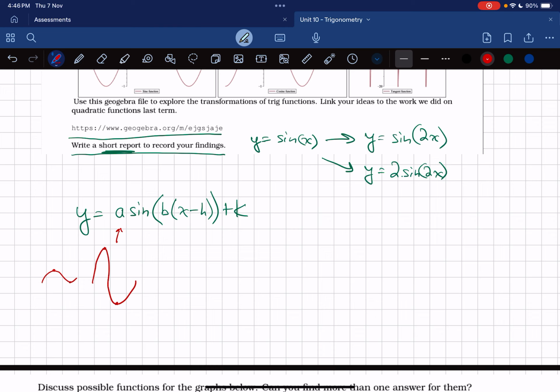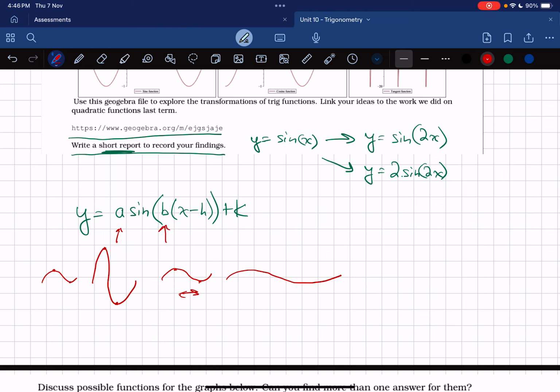The b value does something similar, except it's going to take our sine function and potentially stretch it to be a little bit longer. So it's going to take these points here and stretch everything in the horizontal direction. That's what that b is doing.